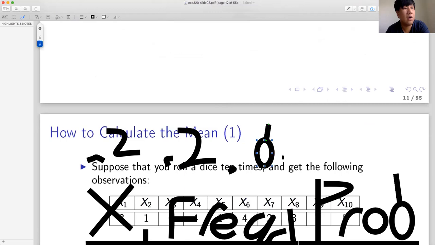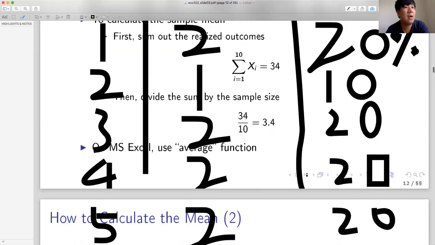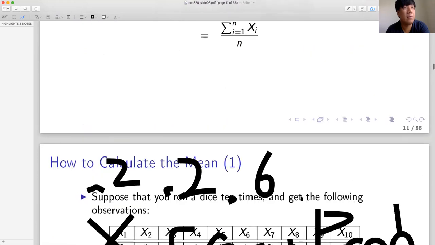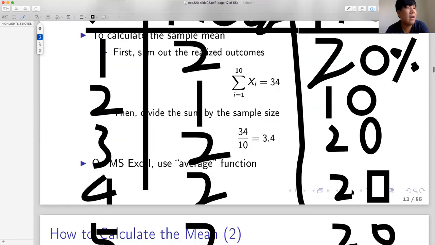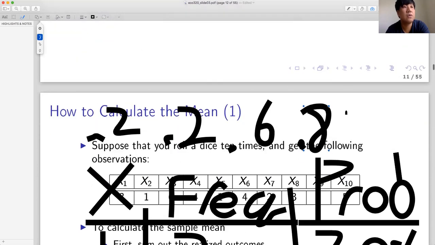So these are weighted outcome, and 4 times 0.2 equal 0.8. And 5 times 0.2 equal 1, and 6 times 0.1 is 0.6. So it's 1 and 0.6. So we got weighted outcome from x equal 1, x equal 2, x equal 3, x equal 4, x equal 5, and x equal 6.